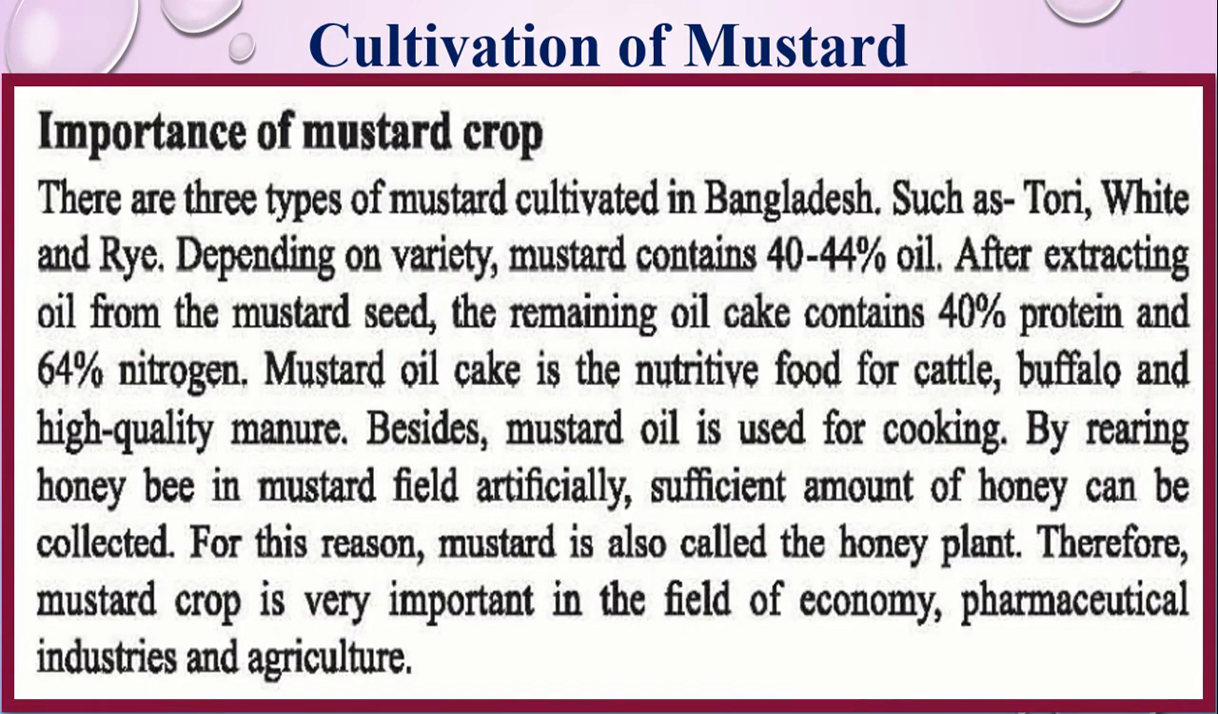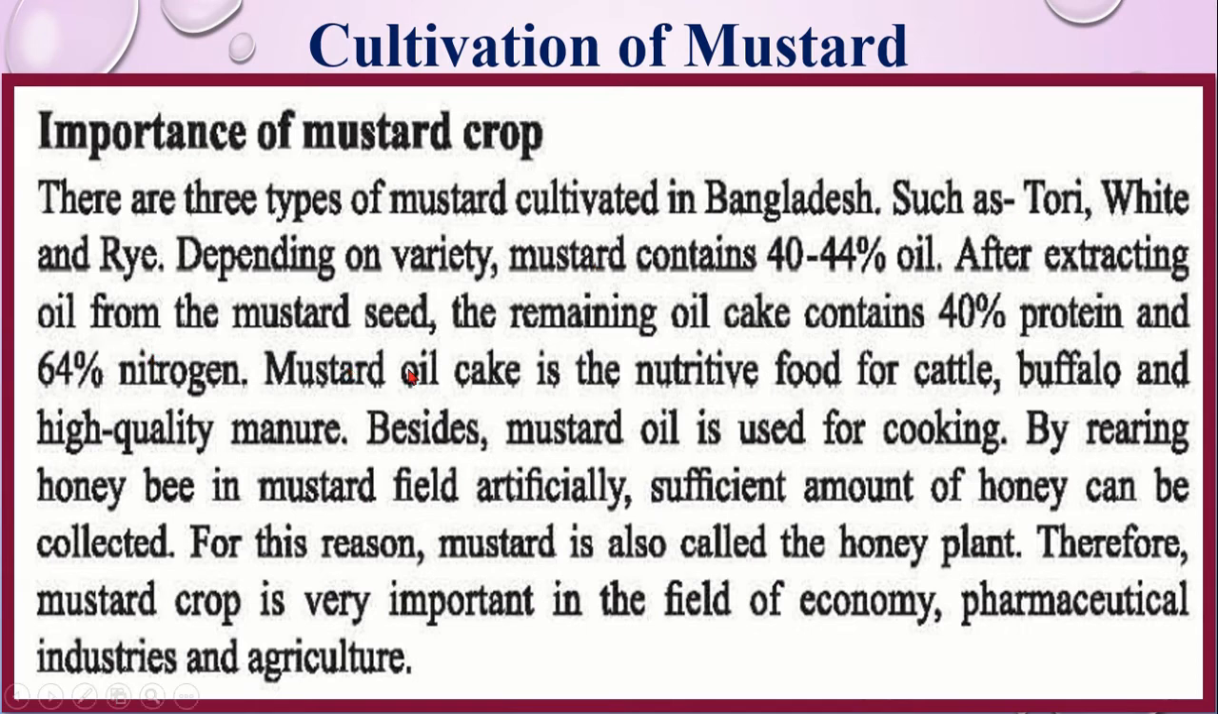Now I will discuss the importance of mustard crops. If you see here, I write it down. There are three types of mustard cultivated in Bangladesh, which are Tori, white and red. Depending on variety, mustard contains 40 to 44% oil. Underline this one. You can find this point in your textbook, page 1 to 7. So mustard contains about 40 to 44% oil.